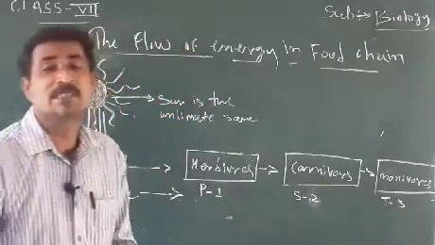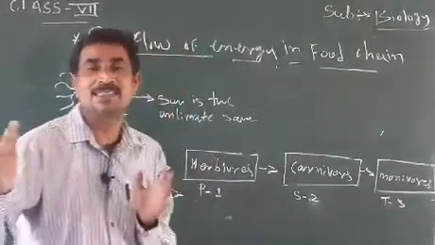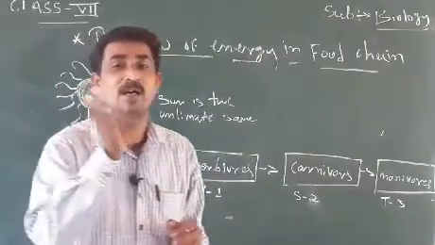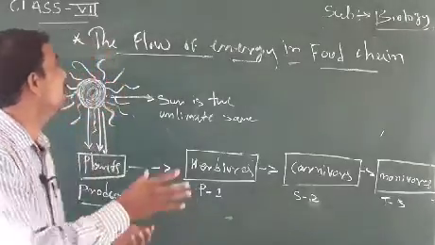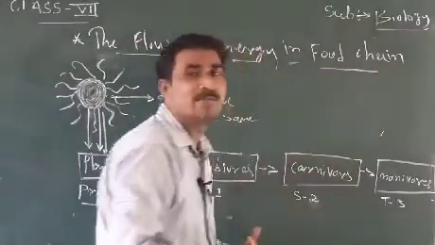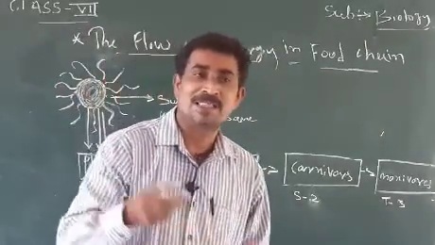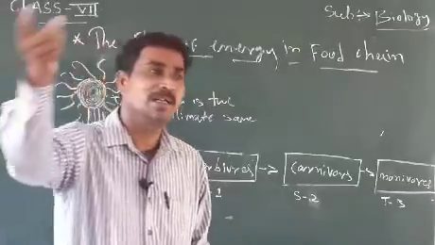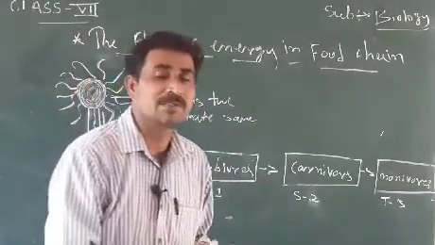Okay, next we are going into what is called the flow of energy. Energy is how it travels from one organism to another organism; that is the flow of energy. In the case of the food chain, chain means continuously going on, a network we can say.